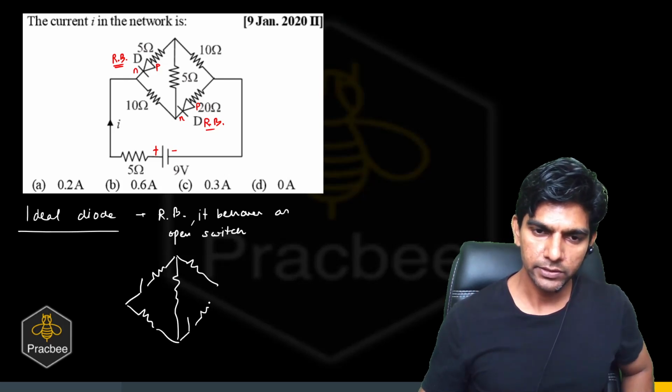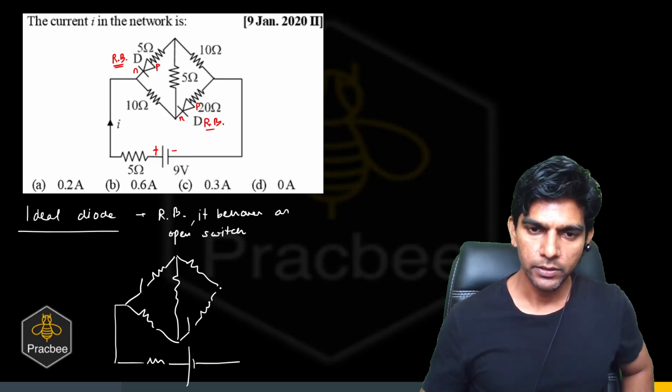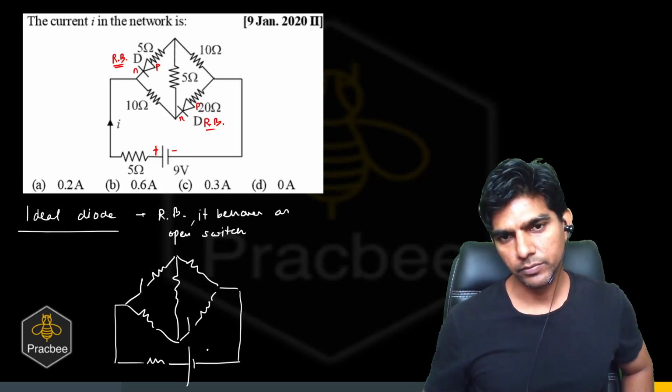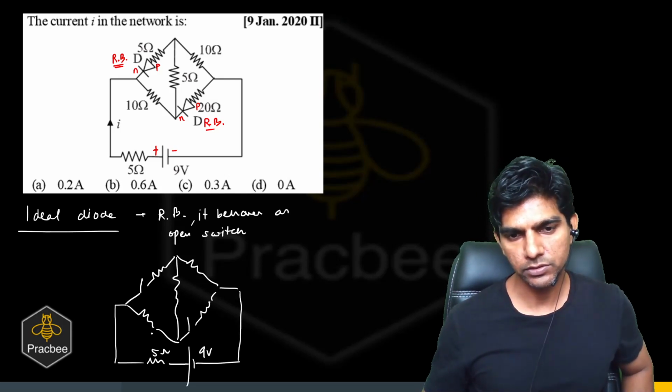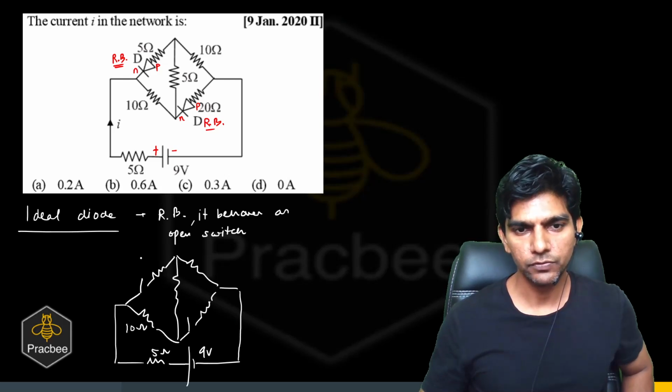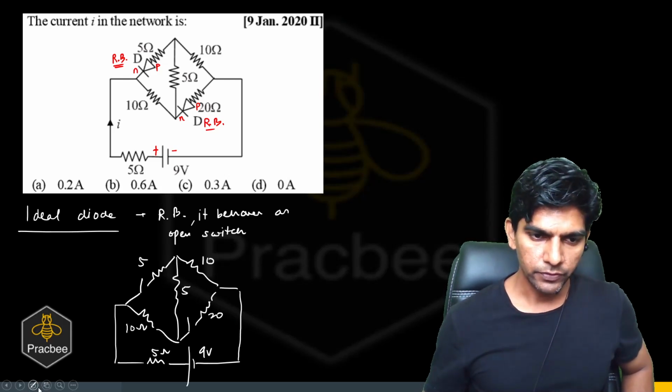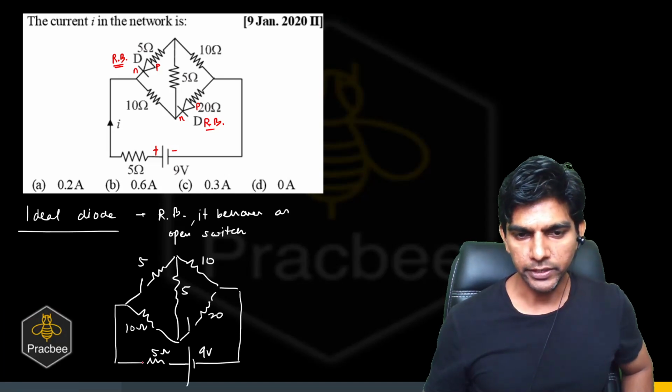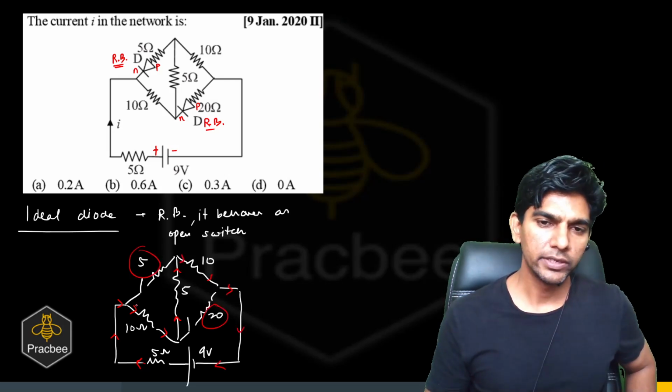So we have a diode as an open switch, and then we have a 5 ohms resistor and a battery. So we have this circuit diagram. This is a 9 volt battery, 5 ohms resistor. This is a 10 ohms resistor, 5 ohms, 5, 10, 10, 20. If I show the direction of the flow of current, current will flow like this. It will not pass through the open circuits.